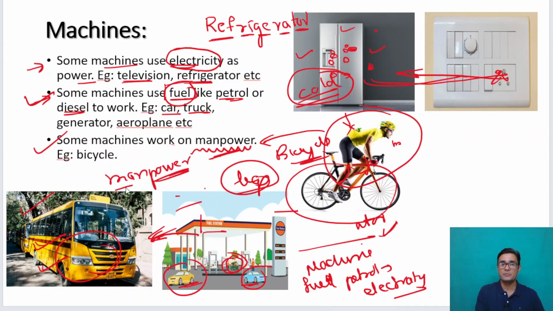The power which is produced by this man or anyone. You can also sit on it and ride it. You have to pedal the cycle. When you do pedaling the cycle, that is what is called using your manpower. Okay, so what did we learn from this slide? That machines always require power to run. Some machines run on electricity, some machines run on petrol and diesel, some machines run on manpower.